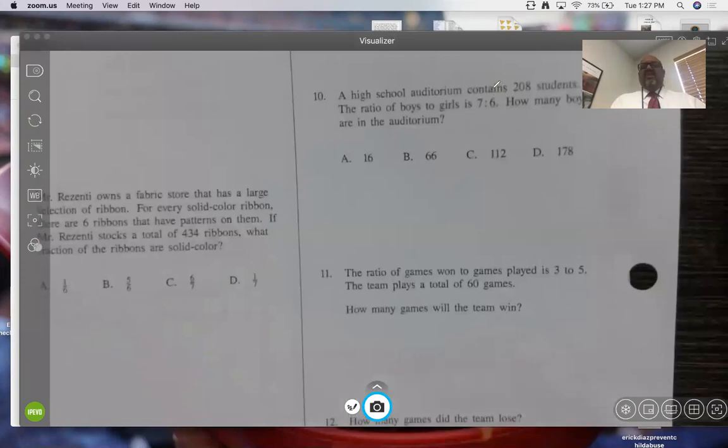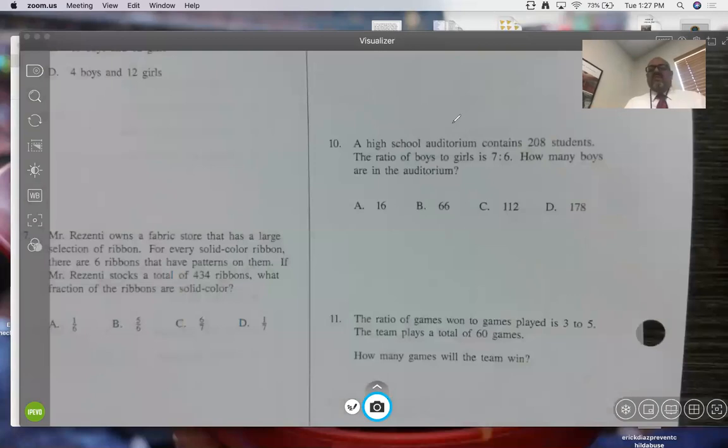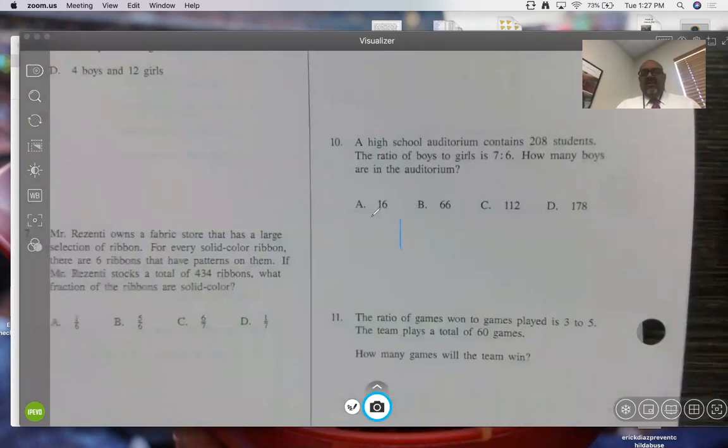I know this is the first one, so I just want to get some in there. So same thing with this, okay? A high school auditorium contains 208 students. The ratio of boys to girls is 7 to 6, okay? So my ratio is 7 boys to 6 girls, okay? And I have 208 students. So the question is, how many boys do I have in there?